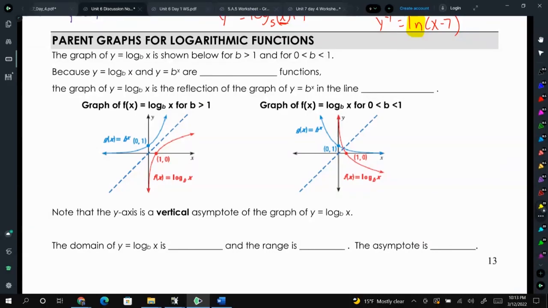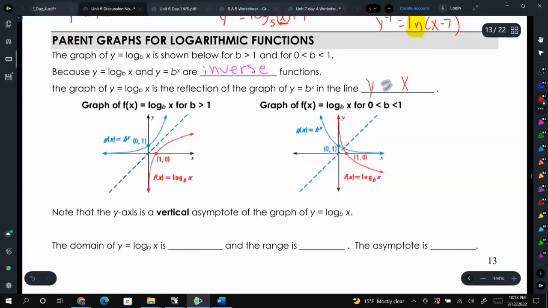Now, when we graph logs, we're going to be able to take advantage that logs and exponentials are inverse functions of each other. And remember, if they're inverses, that means they reflect over the line y equals x. That means that your domain and range switch.